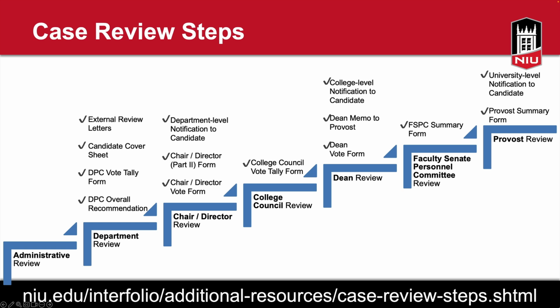Next, the Faculty Senate Personnel Committee reviews the case. The FSPC summary form is completed by the chair of the FSPC, which is the Vice Provost for Faculty Affairs. And then finally, at the Provost review level, the highest level, the university level notification to the candidate is uploaded, as well as the Provost summary form. So this is the general case review process and steps.